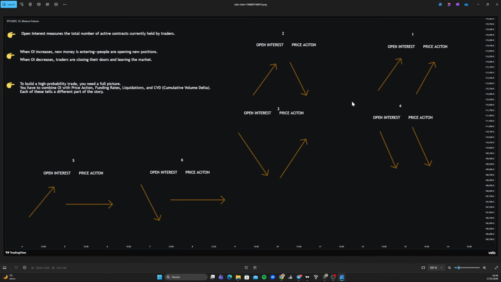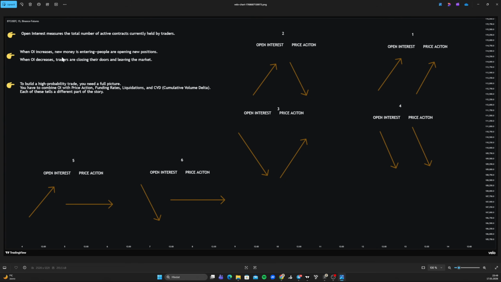Today, before we dive in, let's keep it very simple. What is open interest? Unlike volume, which shows how many trades happen in a specific time, open interest measures the total number of active contracts currently held by traders. So think of it as a market commitment.